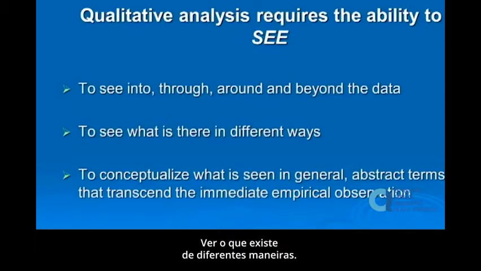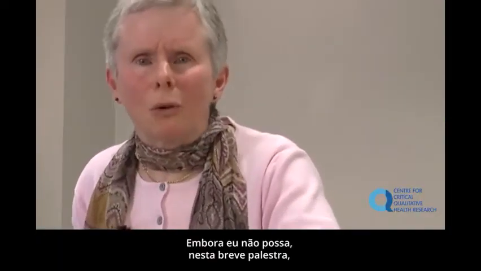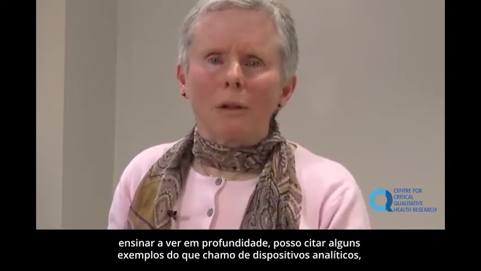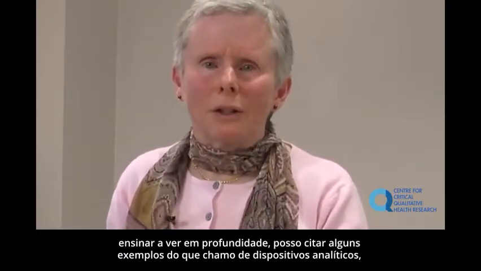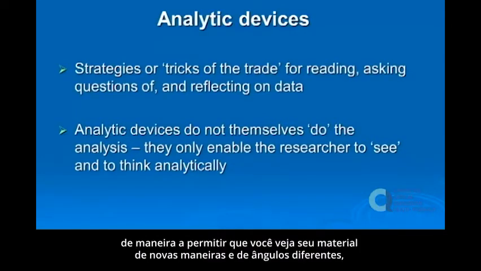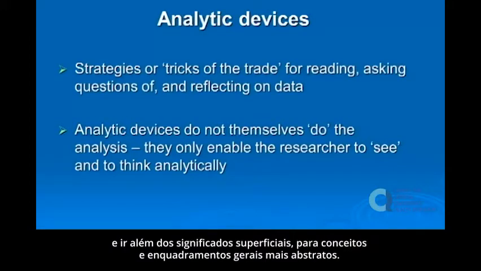Qualitative research requires the ability to see into, through, around, and beyond your data, to see what is there in different ways, to conceptualize what you are seeing in general abstract terms that transcend the immediate empirical observations. Although I cannot, in this short lecture, teach how to see in any depth, I can give you examples of what I call analytic devices, strategies or tricks of the trade, as Howard Becker calls them, for reading, asking questions of, and reflecting on your data in ways that allow you to see your material in new ways and from different angles, and to move beyond surface meanings to more abstract general concepts and framings.